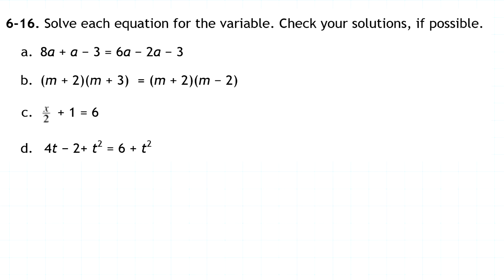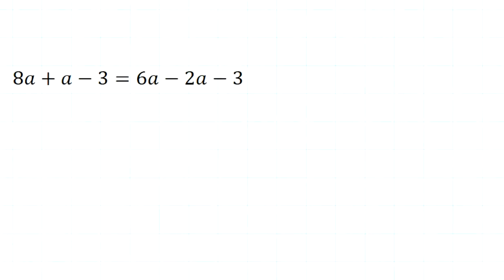So solve each equation for the variable that's in that equation and check your solutions if possible. So let's start with the first one. It's 8a plus another a minus 3 equals 6a minus 2a minus 3. So I rewrote this down here. Let me make it a little bit larger.